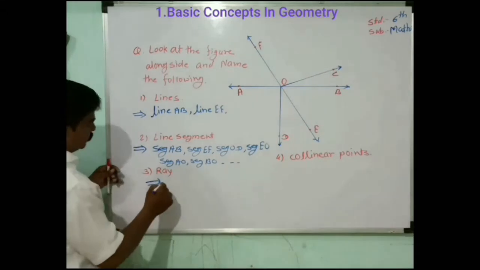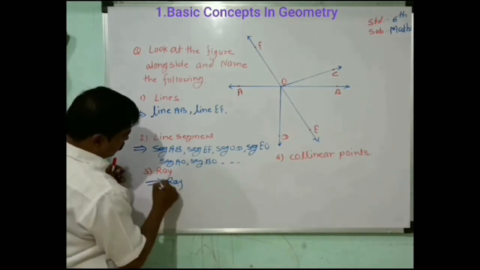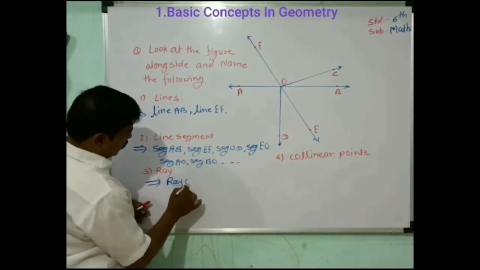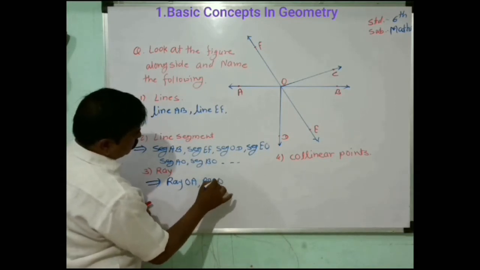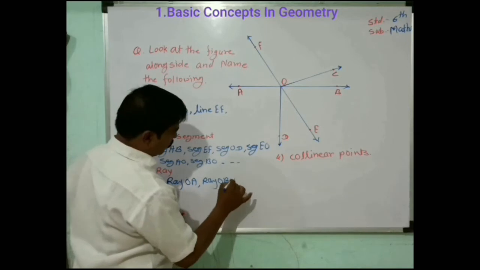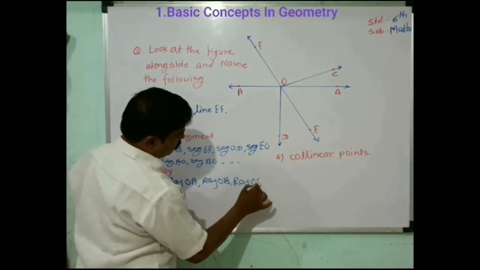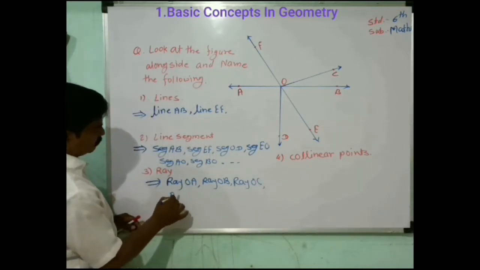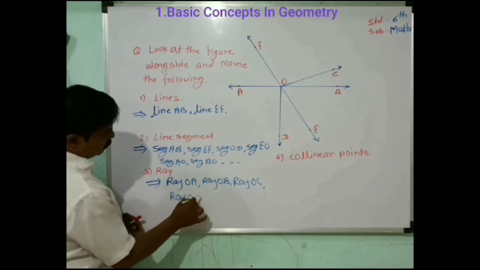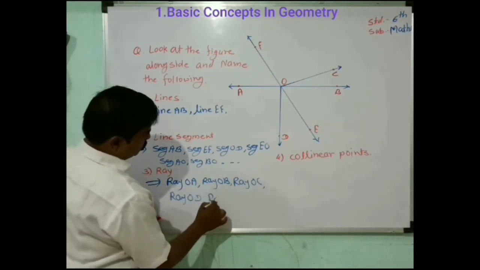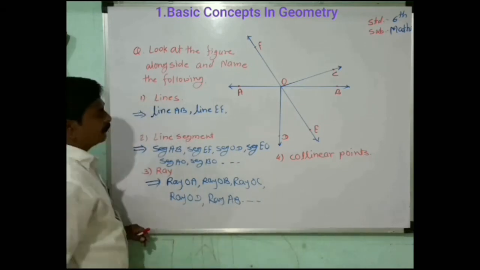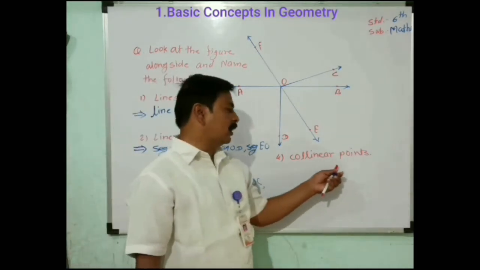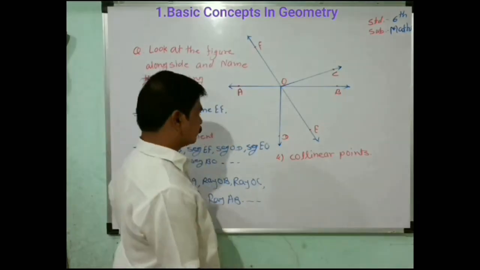Now write down names of some rays: ray OA, ray OB, ray OC, ray OD, ray AB, etc. Then the fourth point, collinear points.